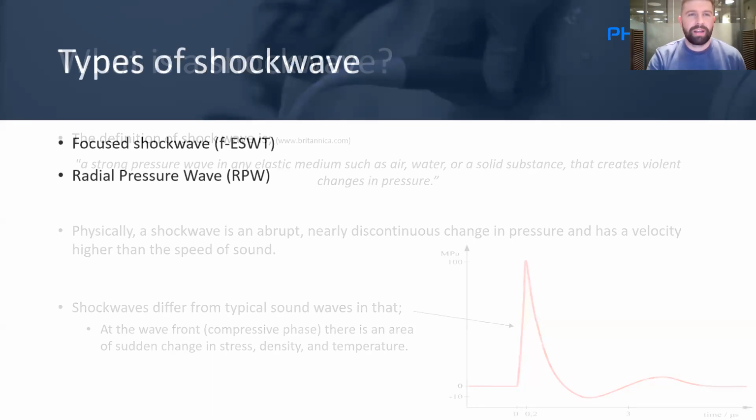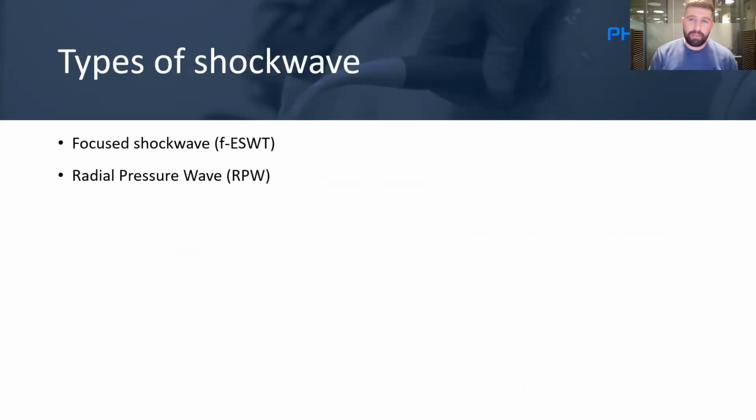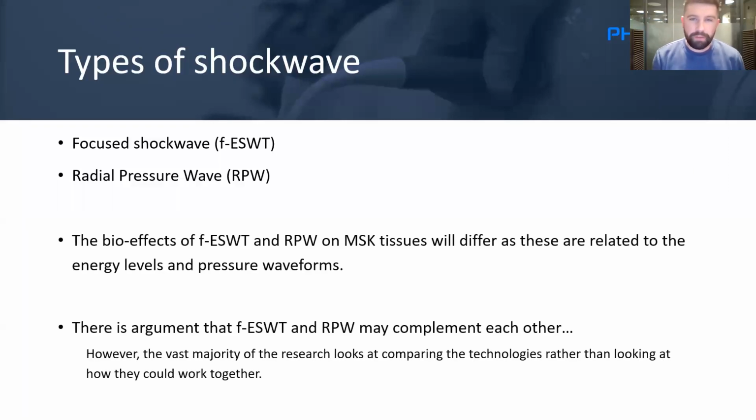So types of shockwave that we have in the medical world. We have focused shockwave and radial pressure wave, also known as radial shockwave. And they are fundamentally different. They do produce different pressure waveforms. And the impact of that is that you have different effects on tissues depending on the waveform and the pressures that they produce. We're not going to go into that too much. That is a topic for another day. And it might come up in the questions at the end, but it's worth noting that they are fundamentally two different types and will have a different effect on tissues.